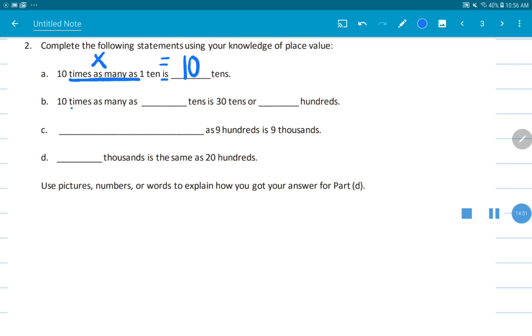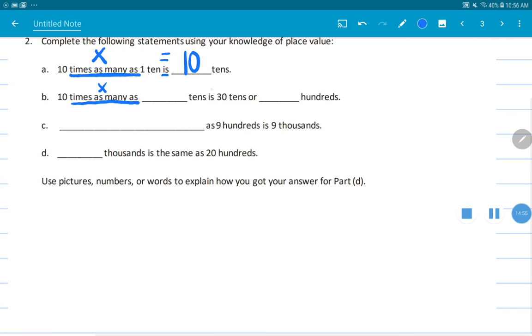10 times as many as how many tens equals 30 tens. What would we have? How many tens would it take if I multiplied it by 10 to equal 30 tens? Christopher? It would take 3. 10 times as many as 3 tens is 30 tens.